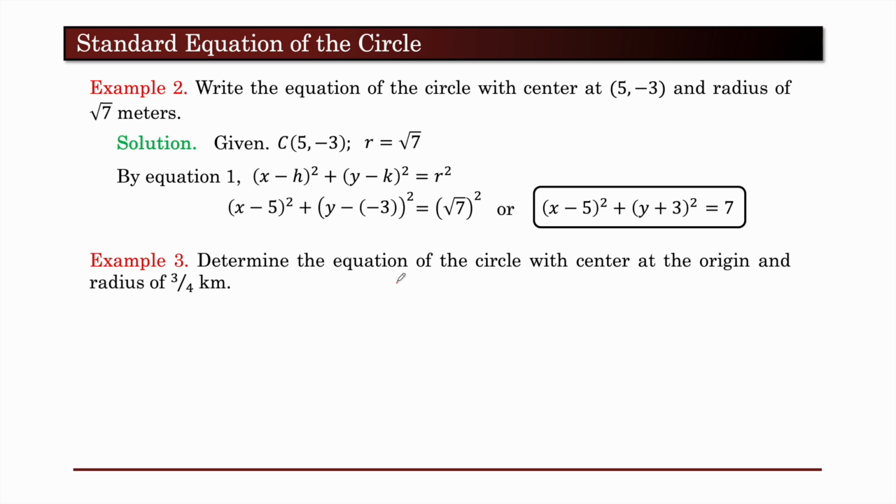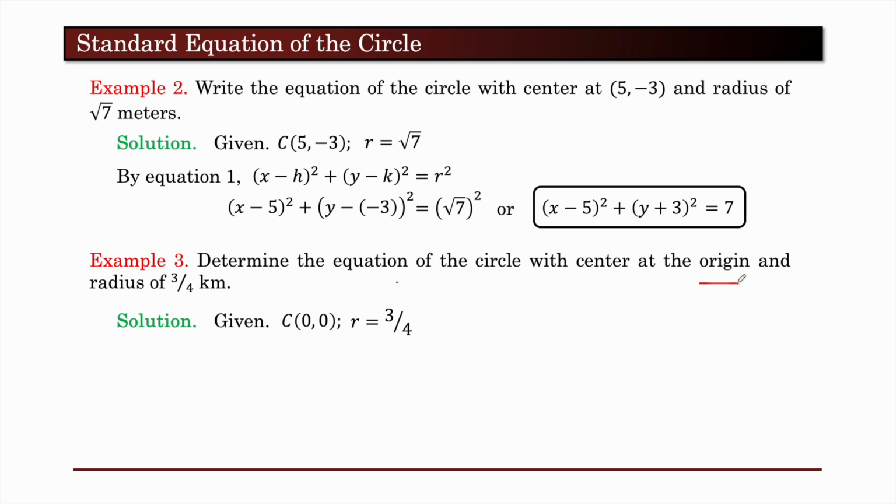Example number 3. Determine the equation of the circle with center at the origin and radius of 3/4. Okay? Here we have a unit of measure and that is a kilometer. Solution. Okay. Given, okay, center. Where's the center? It is located at the origin. So, it must be, correct, 0, 0. R is 3/4.